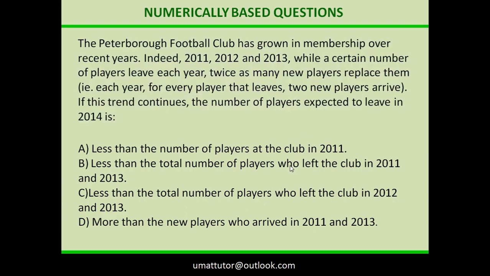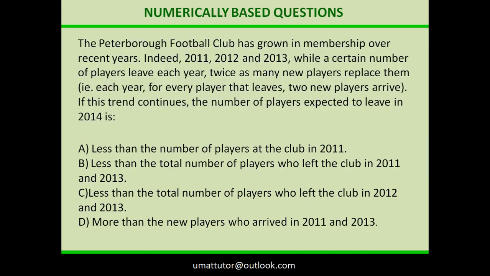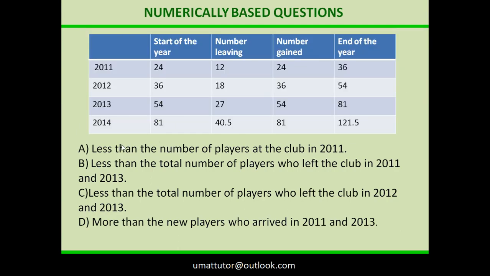So the question was, if this trend continues, the number of players expected to leave in 2014. So from here we can work out that the number leaving in 2014 is 40.5. So we need to find an option which is relative to 40.5 correct. So 40.5 is less than the number of players in 2011. So it's not, because you can see there's not 40.5, it's below that. So option A is incorrect.